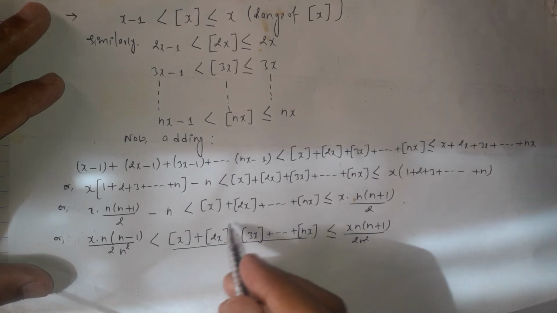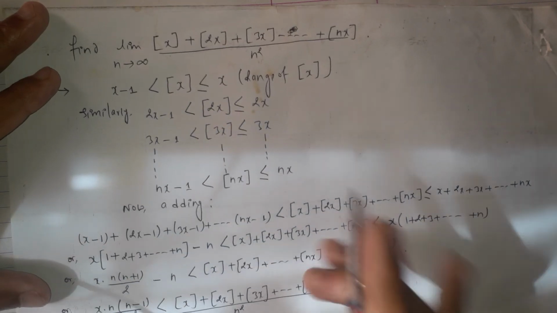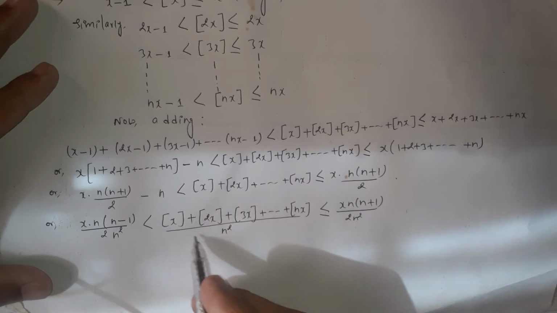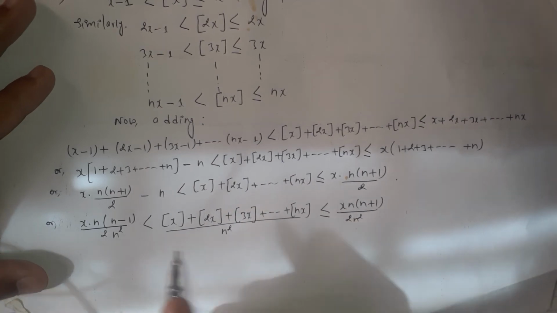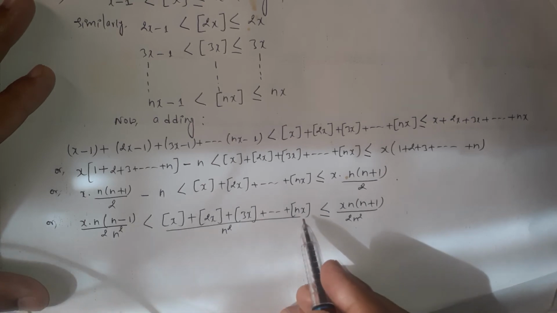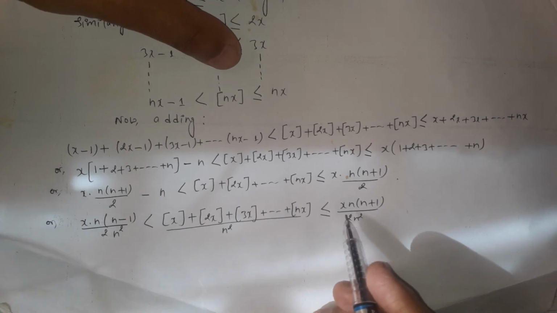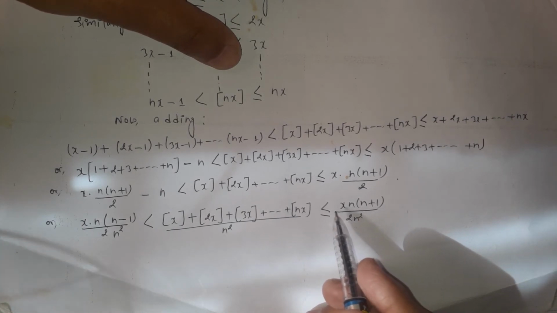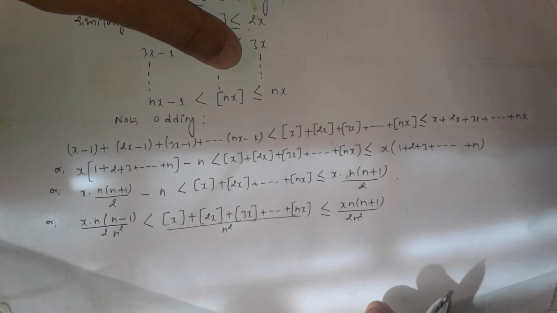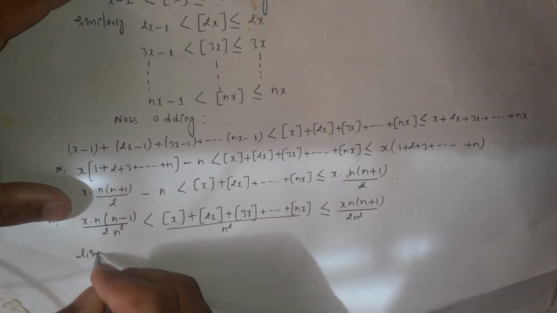This is our required function. Here our function is this, and we have got our function in the middle part. Let's take the limit of the boundary functions. Here I am going to use the sandwich theorem. If the limits of the boundary functions at a point are equal, then the limit of the middle function will be the same value. Let's calculate the limit of the lower bound function.